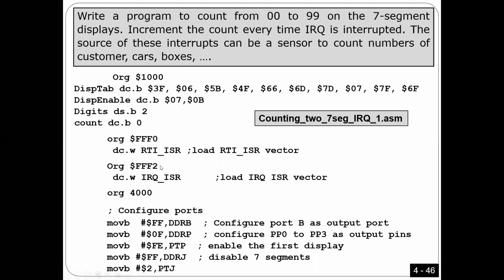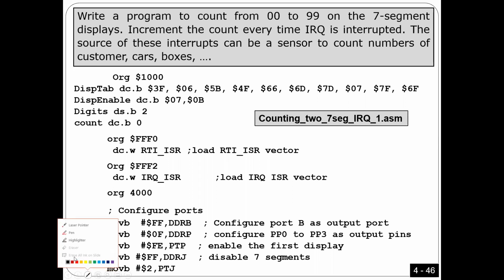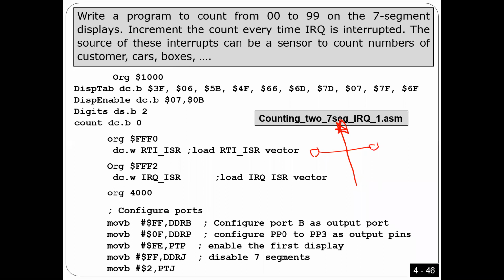So let me change the color here to red. What I'm saying is, you have a sensor, this way. Every time something passes here, this something can be a car, a customer, or boxes, something where you need to count events. Every time someone or something cuts the line here, you trigger an interrupt. So I need to count. How can we do that? I'm going to do it using IRQ.